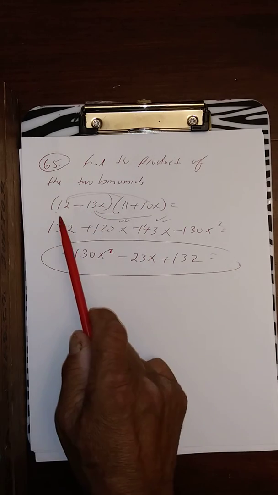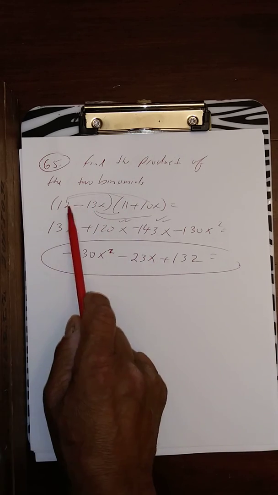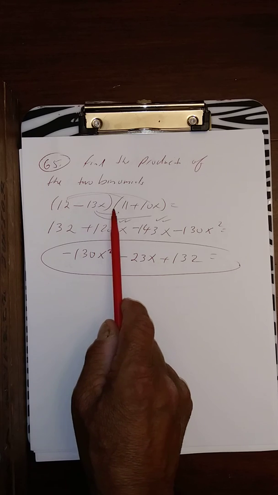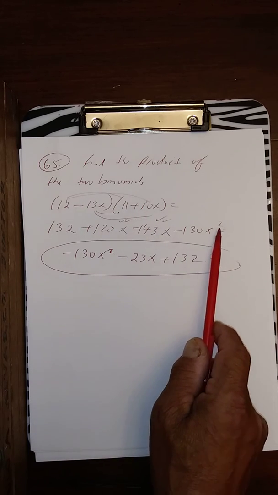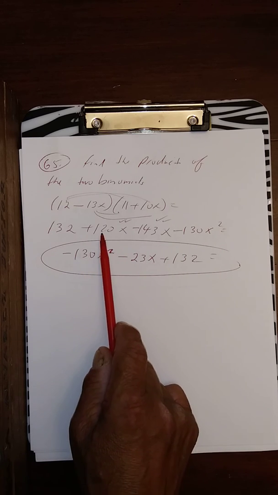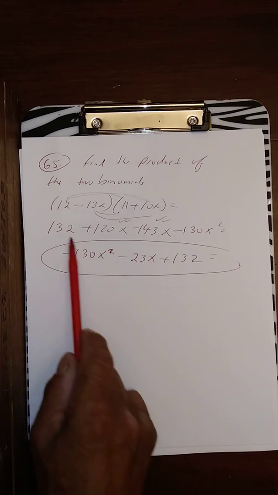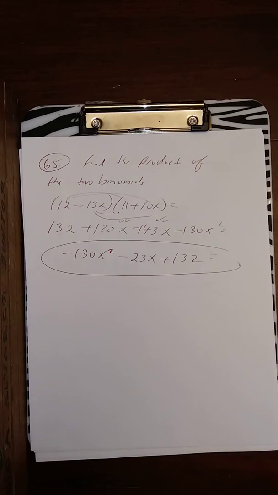Find the product of two binomials. So 12 times 11, 132. 12 times that, 120x. That times that, negative 143. That times that, negative 130x squared. 130x squared goes there. 120 minus 143 is negative 23. And then 132 at the end.